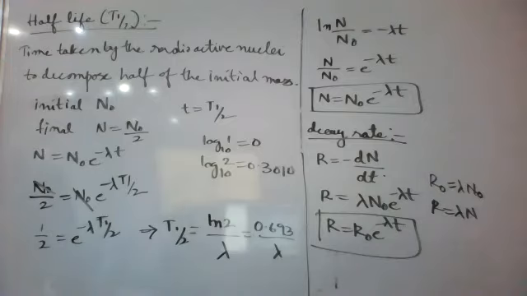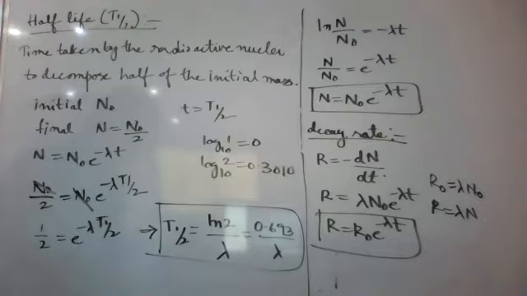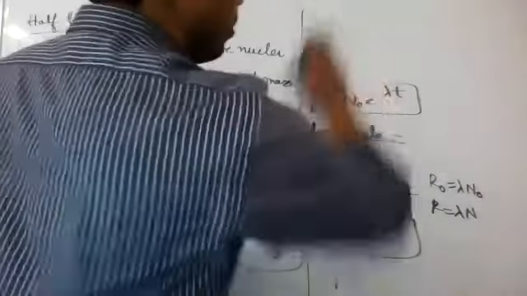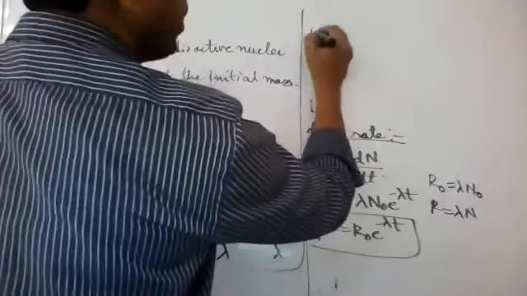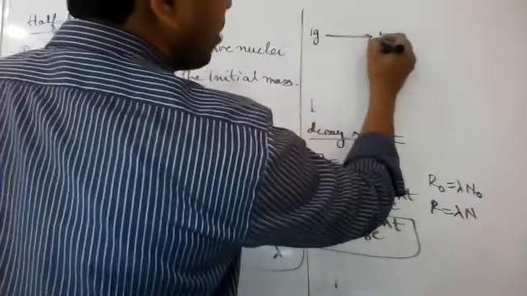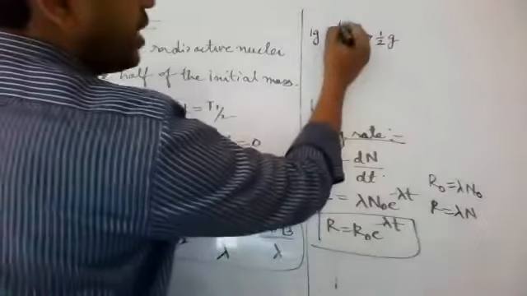Understood? So T half is ln 2 by lambda. This is the formula to calculate the T half. Now, how does the half-life work? Let me explain that now. Suppose you have 1 gram of a nucleus. See here, 1 gram will become half a gram in T half.